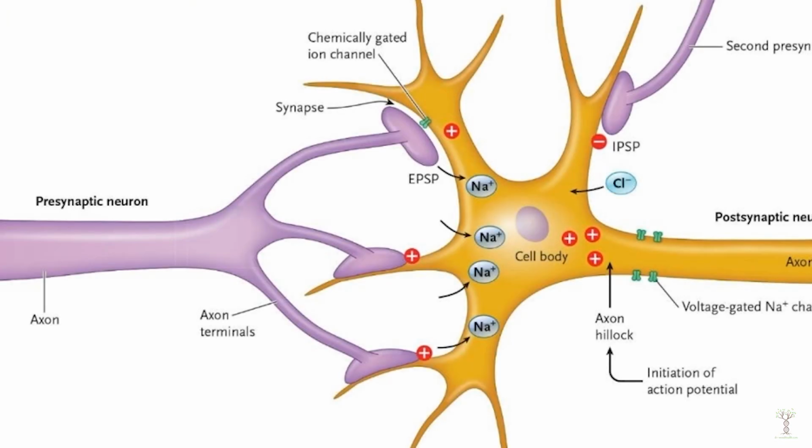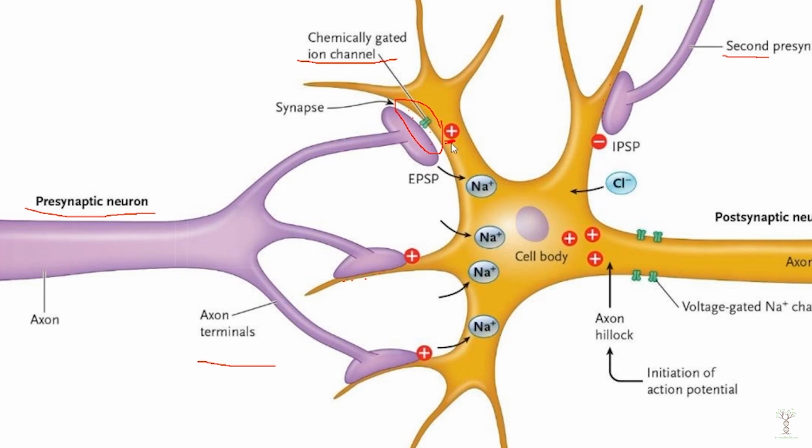So here we are looking at our presynaptic neuron. This is the axon terminals, and this is where neurotransmitters are going to be released. Now, multiple axon terminals can impact the postsynaptic neuron. It can be thousands of neurons that impact this neuron. So neurotransmitters are going to be released from this presynaptic neuron, and it's going to act on chemically gated ion channels. The neurotransmitter will bind, and ions are going to move in.